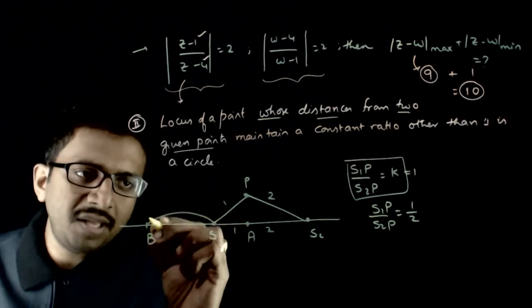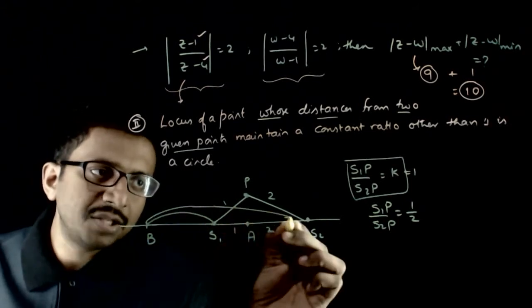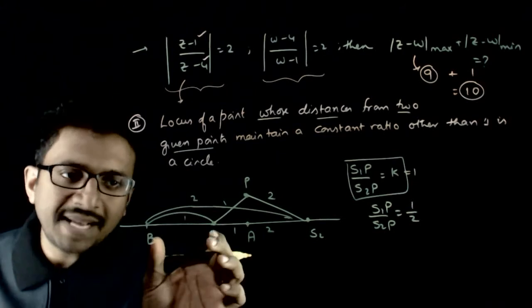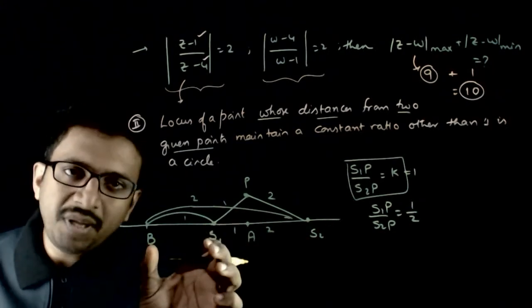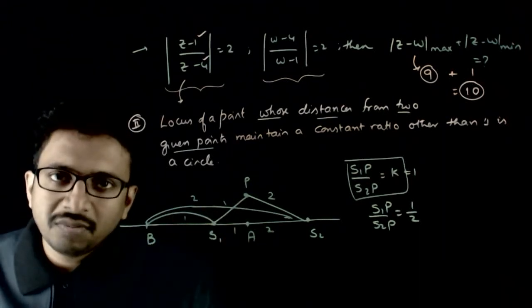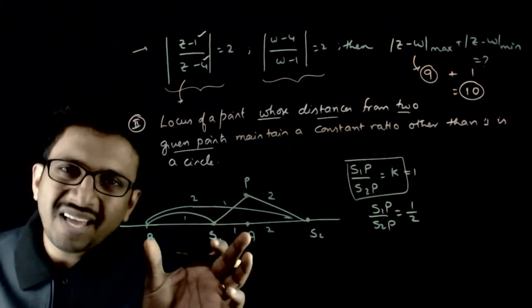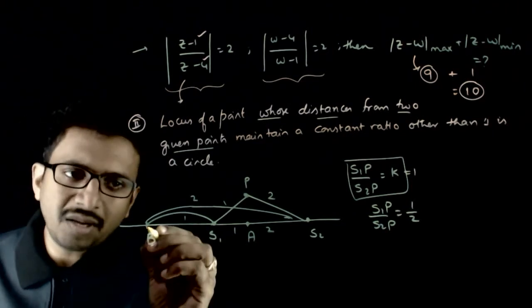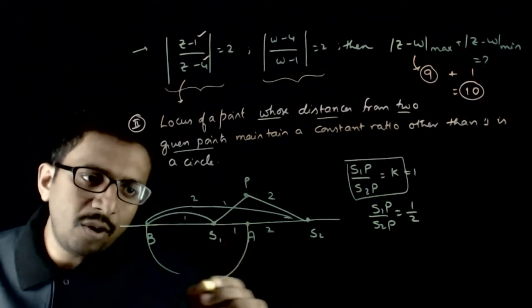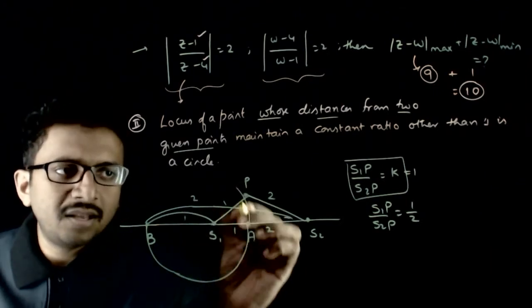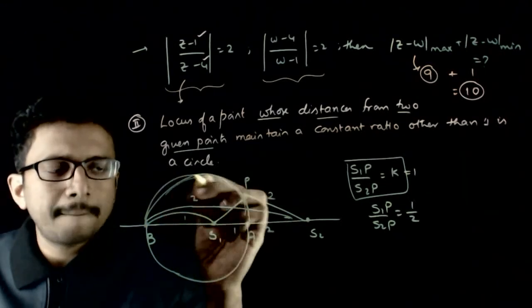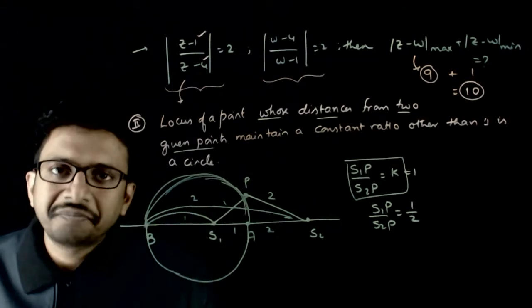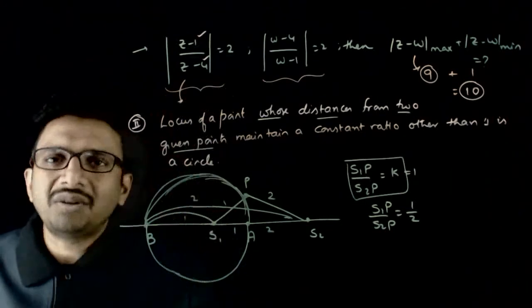Assume that S1B by BS2 is equal to 1:2, externally. Now this point also satisfies this condition, BS1 by BS2 is equal to 1:2. These two points satisfy this condition, so A and B will be the extremities of the diameter of this circle. So you can directly draw a circle. My locus will look like this. If you have this understanding, this is very easy to find.